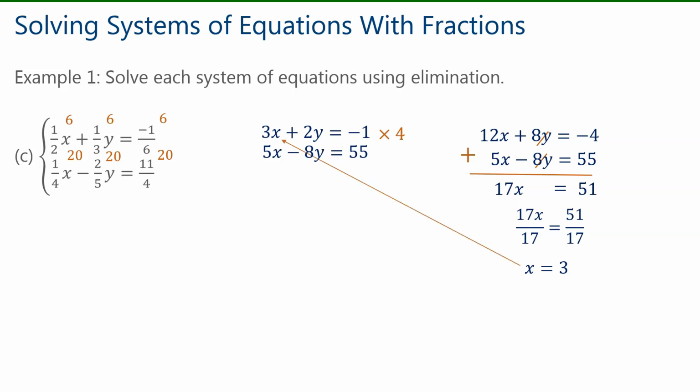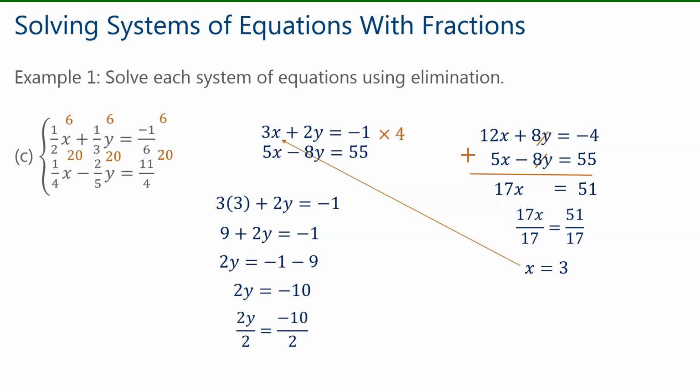I'm just going to use the first equation and write 3 times 3 plus 2y equals negative 1. Now 3 times 3 is 9. Bringing that over to the right-hand side and subtracting it from negative 1 would leave me with 2y equals negative 10. Now I can divide both sides by 2, giving me a y value of negative 5. So I'll write our solution as 3, negative 5.